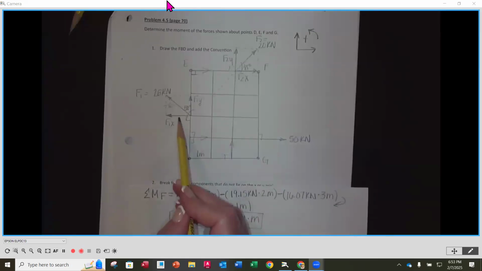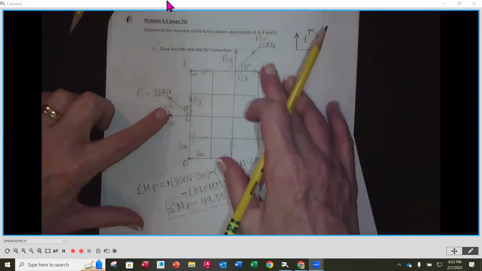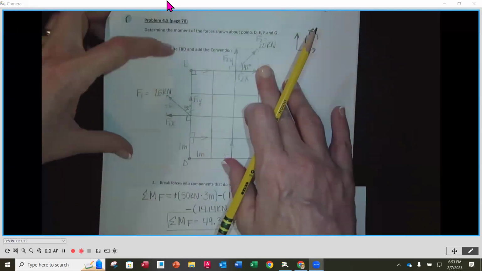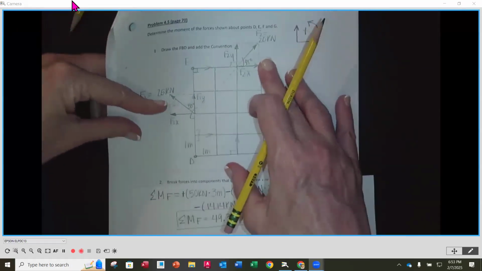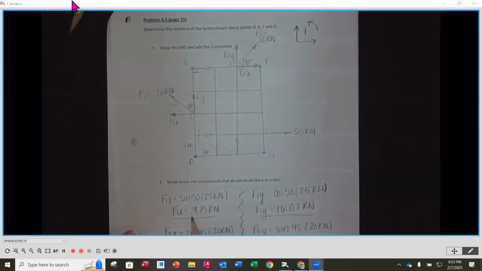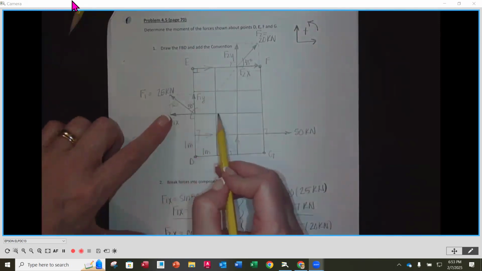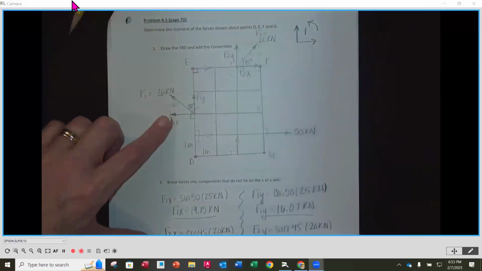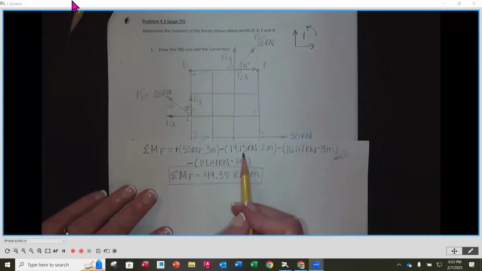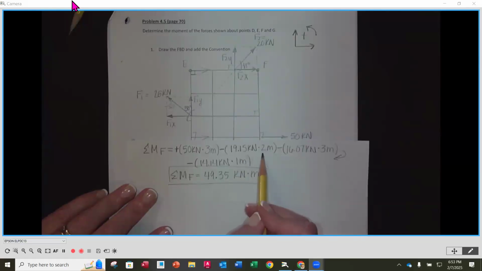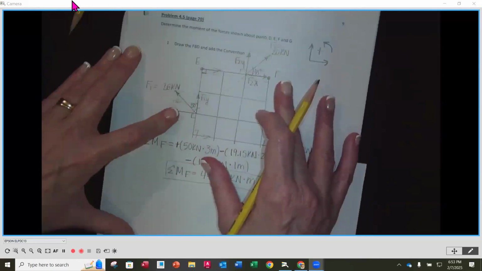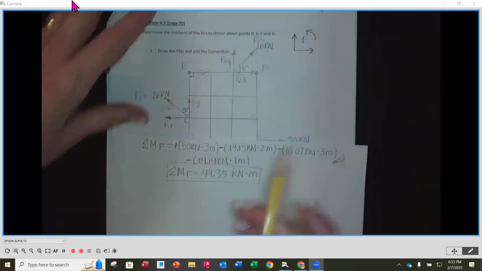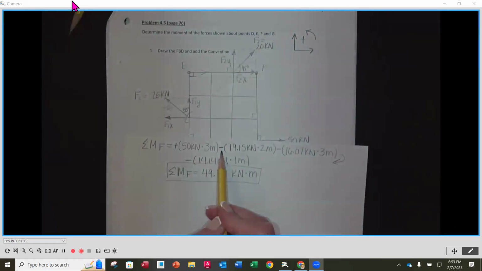Then I worked over here. I started with my F1X first. Okay, F1X. We go on F here. It is going to cause a rotation. F1X is 19.15 kilonewtons. And if we move this back along its line of action, it's going to be 2 meters away. So 19.15 kilonewtons times 2 meters. And when we pull in the direction, it would be a clockwise rotation, so negative out front.